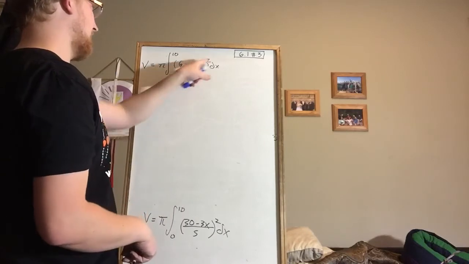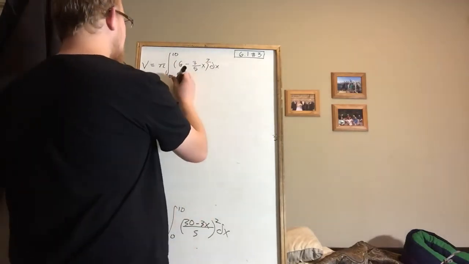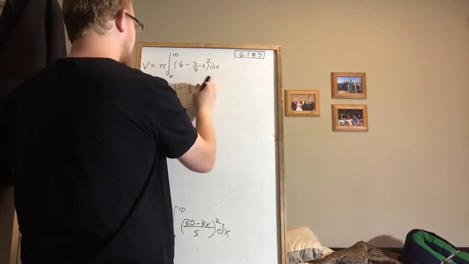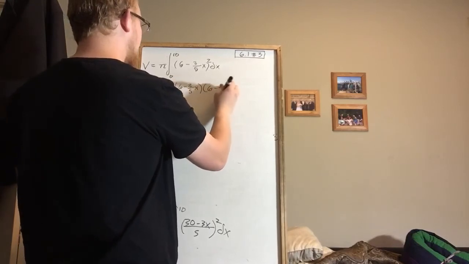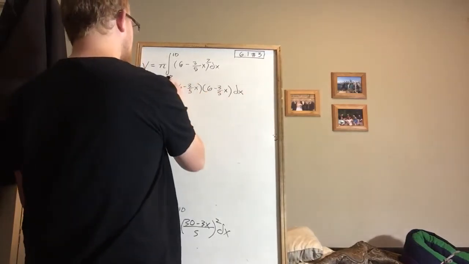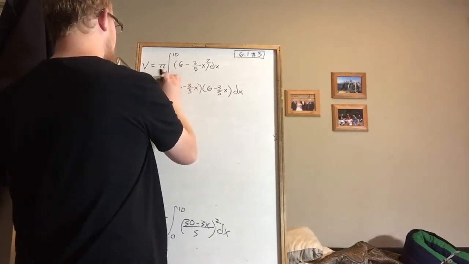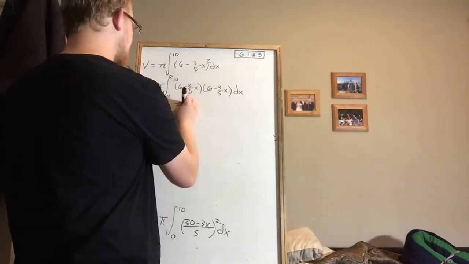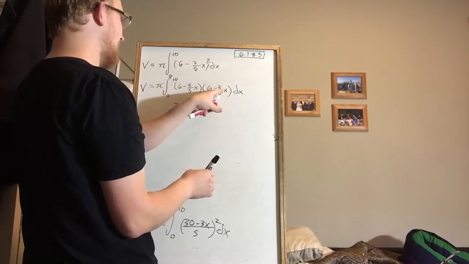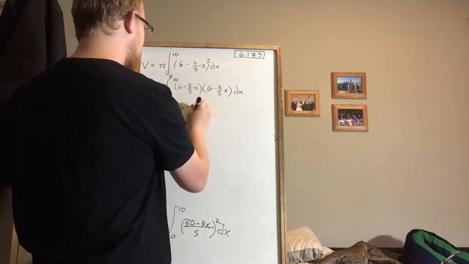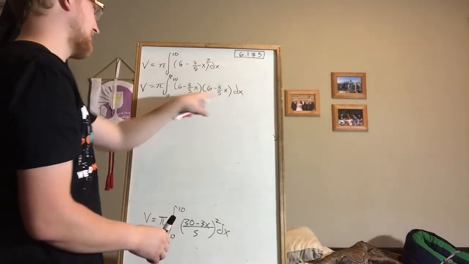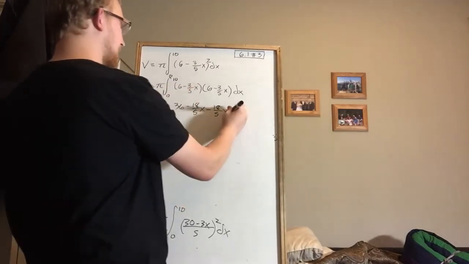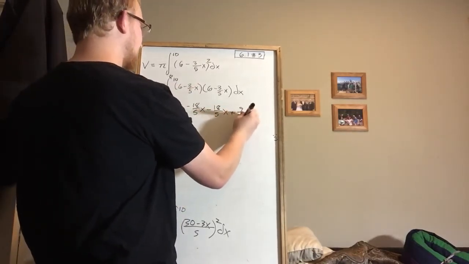One way is I can go ahead and FOIL this out, and that's probably the one I'm going to do. I'm squaring this, and so I'm multiplying it by itself twice. Taking the integral from 0 to 10 times pi equals the total volume. So now I'm just going to go ahead and FOIL. 6 times 6 is 36. 6 times 3/5 x is minus 18/5 x. This one's also going to be the same, minus 18/5 x. And then the last one's going to be plus 9/25 x squared.